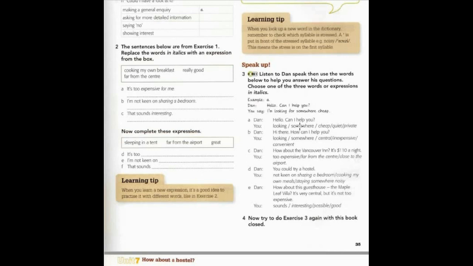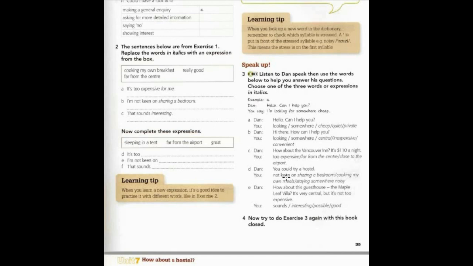And then for this one, in the case of the C, how about the Vancouver Inn? It's 110 bucks a night, okay? We can say that it's too far. Yes, it's too far from the center. And then for the option D, we can say you could try a hostel, okay?